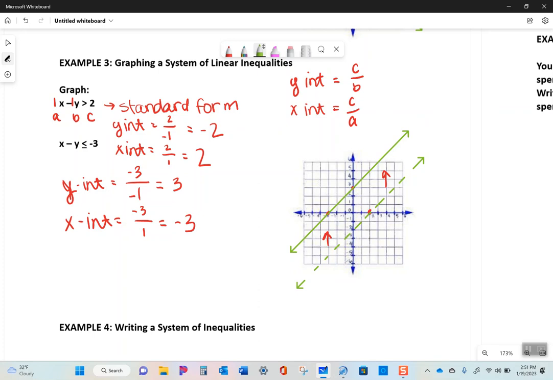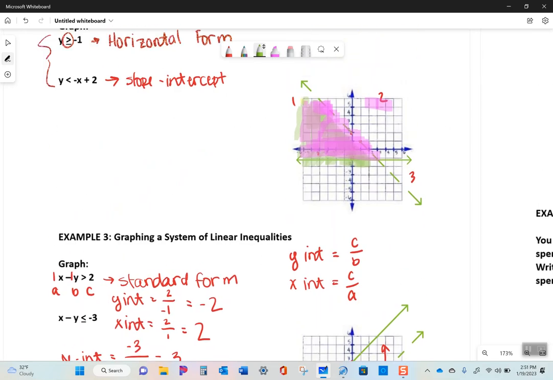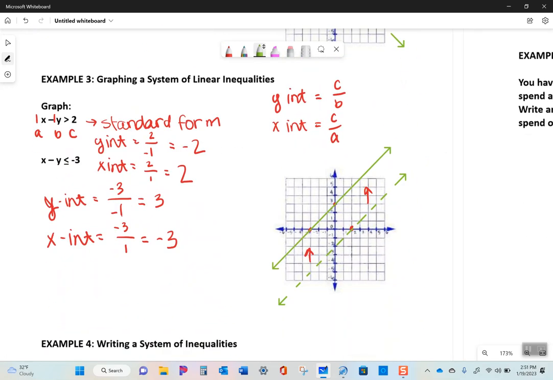Oh, wait. Hold on. I forgot what example we were on. Can we talk about the shading? We'll talk about the shading, then we'll go back to the shading of the top one, okay? Is that all right? So let's talk about the shading right now. Which way are we shading? Okay, so you're saying you're good? All right, so which way are we shading on our bottom inequality?